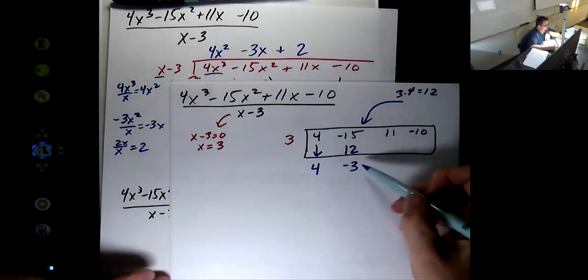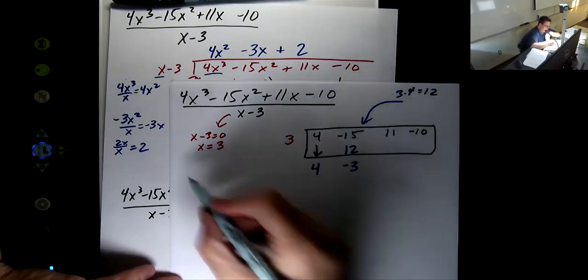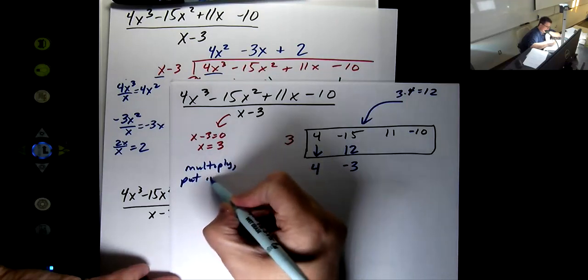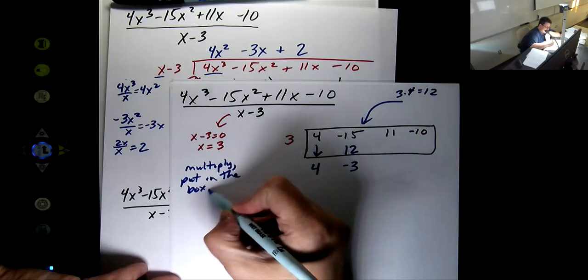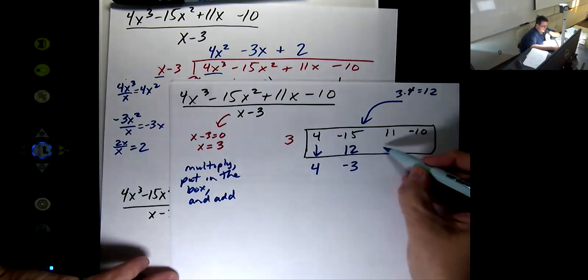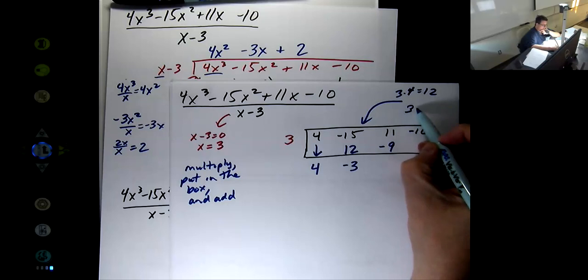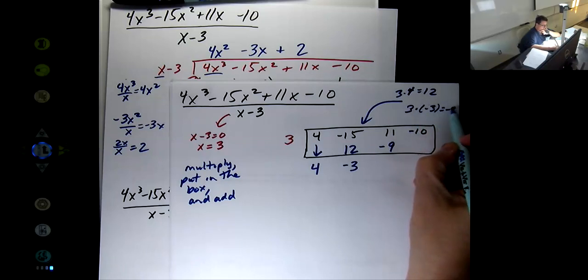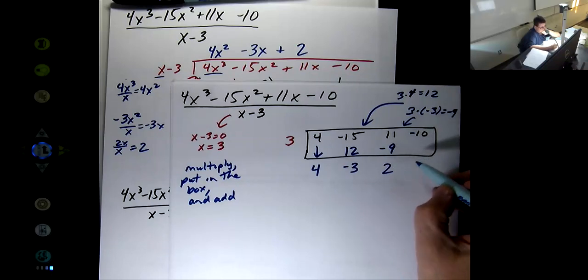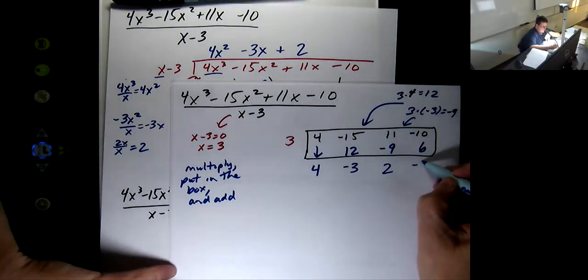And we keep doing this process. Multiply, put it in the box, add. Multiply, put it in the box, and add. So 3 times -3 is -9. I add and I get 2. 3 times 2 is 6. I add and I get -4.